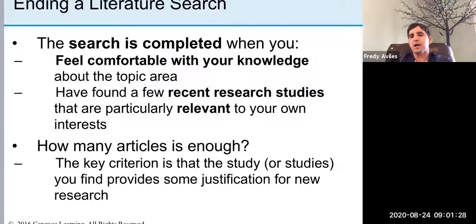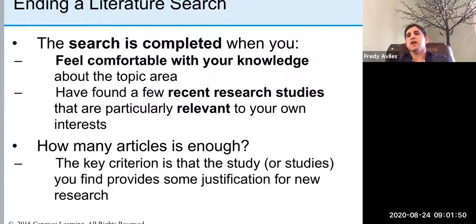Say you were interested in whether depression affects, let's say, academic performance. So you read several studies about that. Maybe you've even gone through some books, and you think you have a good idea of what is going on. And you found a few research studies that are recent and relevant to your specific area of interest.